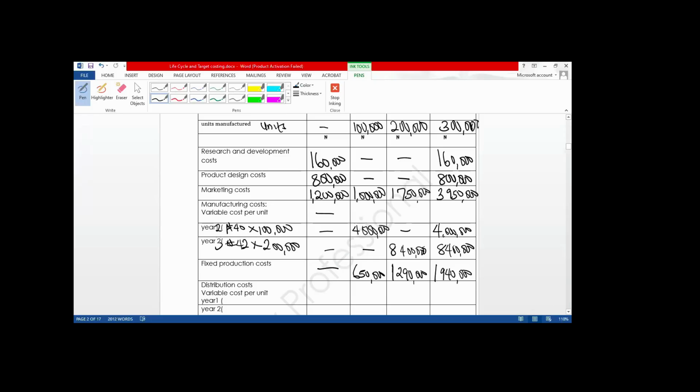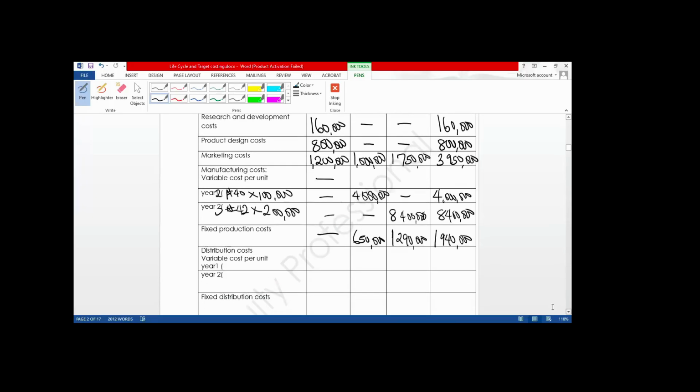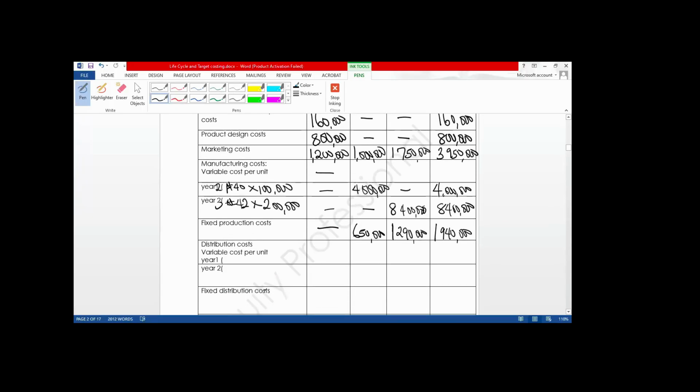Next, distribution cost. We have variable distribution and fixed distribution, for year 2 and year 3. What is variable distribution for year 2? 4 naira. We are going to manufacture how many? 100,000. That will give me 400,000.